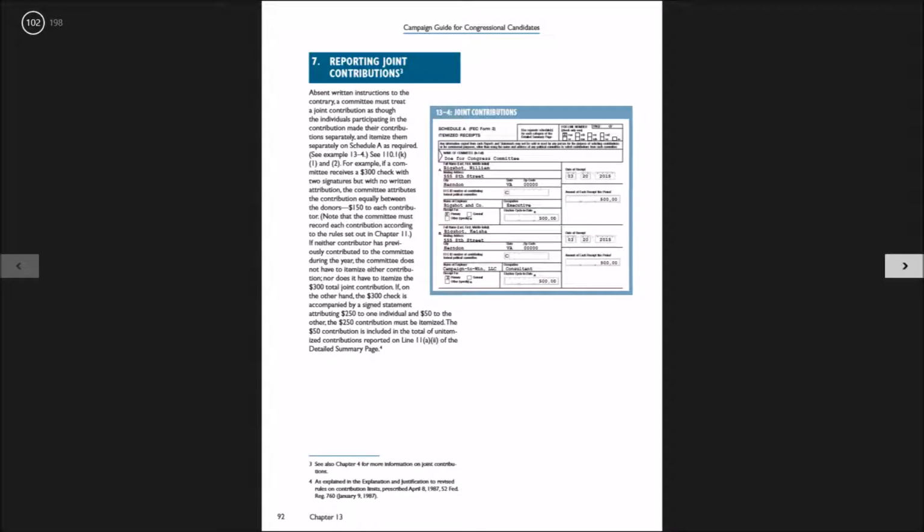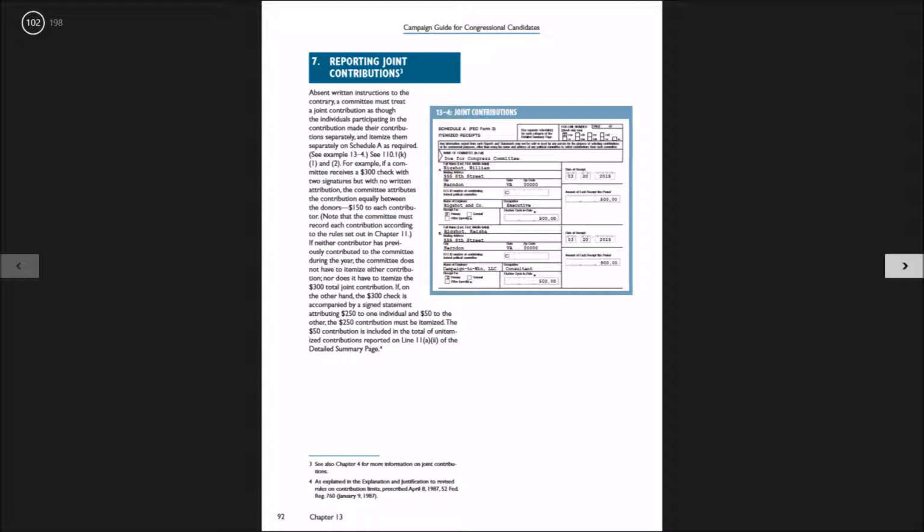Section 7. Reporting joint contributions. Absent written instructions to the contrary, a committee must treat a joint contribution as though the individuals participating in the contribution made the contributions separately and itemize them separately on Schedule A as required. See example 13-4.